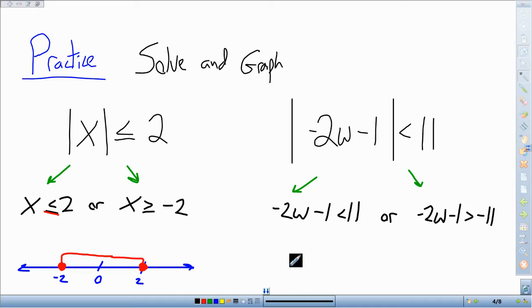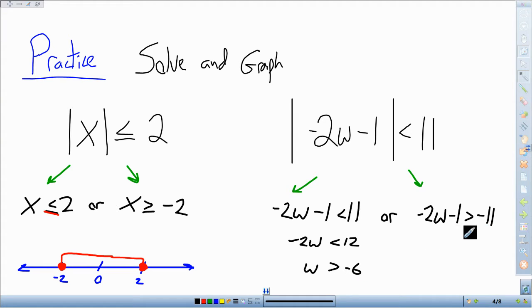All right, so let's do some of this in our head. Adding 1 to both sides, negative 2w is less than 12. Dividing by a negative 2. You can still do this in your head, I don't mind, but let's remember, we're flipping that inequality. You always do that first, it's easy to forget. Dividing by a negative 2, that means we're going to get w is greater than negative 6.